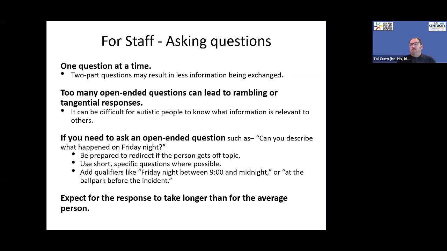If you're asking questions, ask one question at a time; two-part questions may result in less information being exchanged. Too many open-ended questions can lead to rambling or tangential responses, since it can be difficult for autistic people to know what information is relevant to others. If you need to ask an open-ended question, such as, can you describe what happened on Friday night, be prepared to redirect if the person gets off topic.